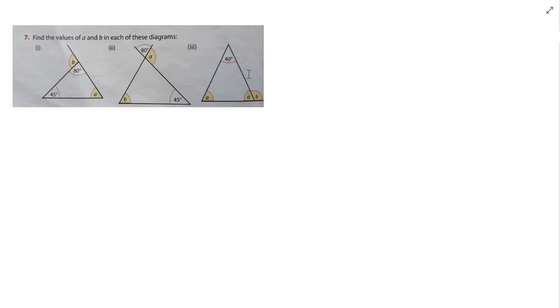Okay, so what we're looking at here is question 7 in your textbook, and what you've been asked to do is find the values of A and B in each of the diagrams below. So if we have a look here, in this question A and B are unknown, so you've been asked to solve for A and B.